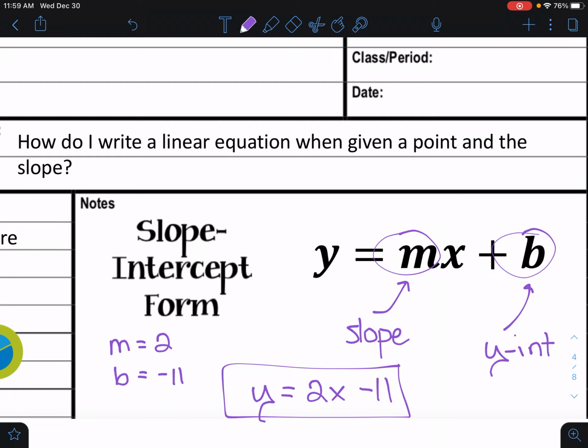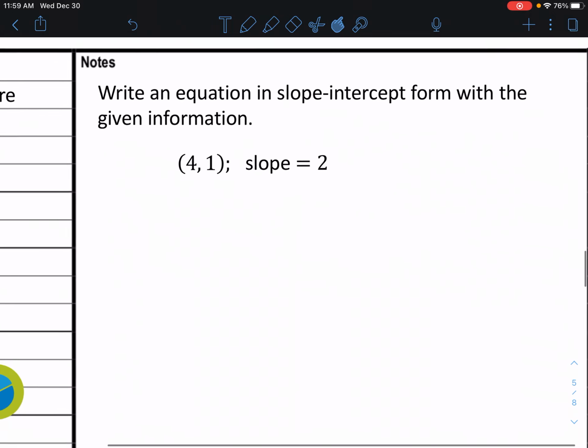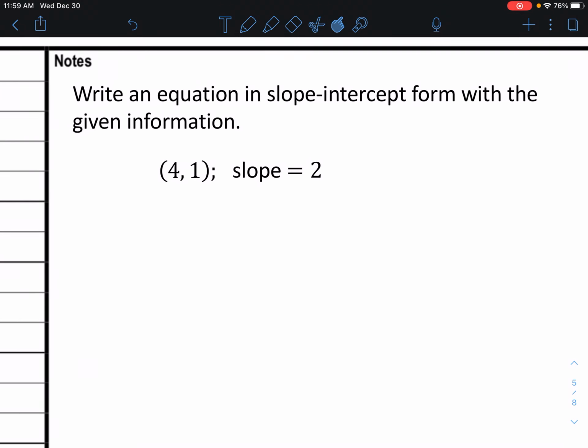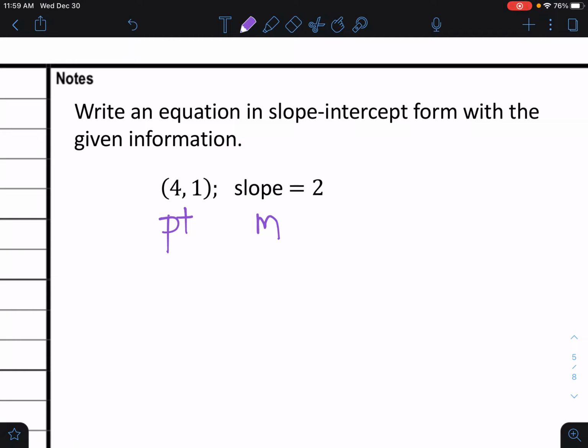Okay, so today we're going to see if we can write an equation. We won't be given everything we need though. Write an equation in slope-intercept form with the given information. Your assignment will look similar to this. They're going to give you two pieces of information, a point that's on the line. This is a point that lies on the line, and this is the slope. Remember, that's m.